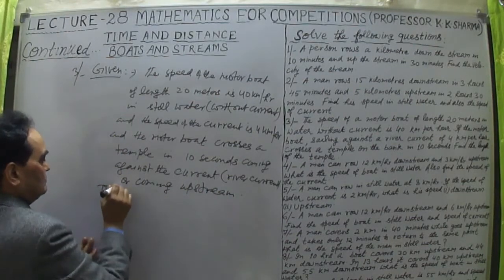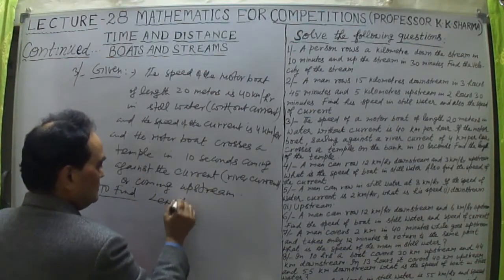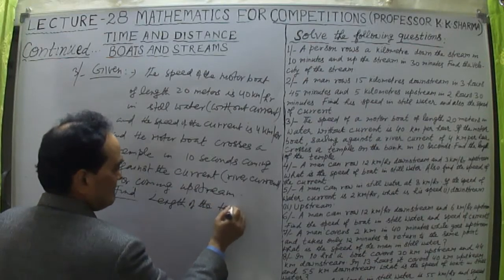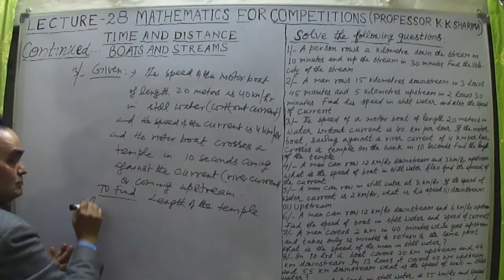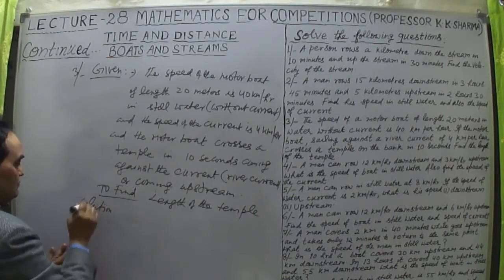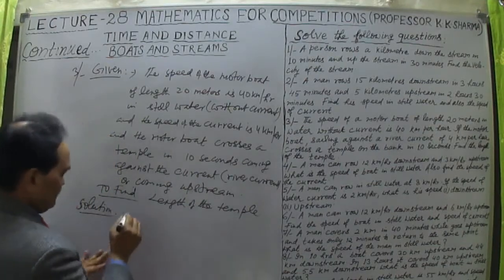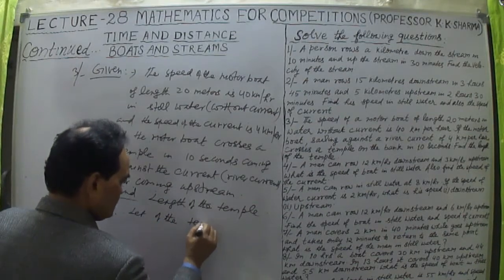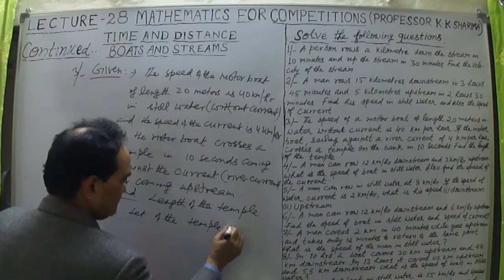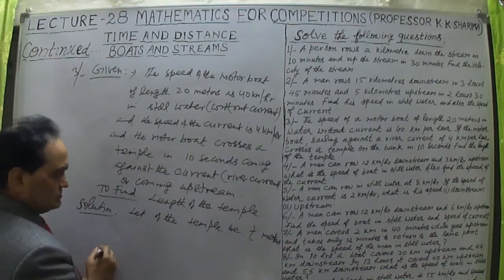The simple point here is to find the length of the temple. That we have to find out. Now try to understand this. Solution: let the length of the temple be T meters.